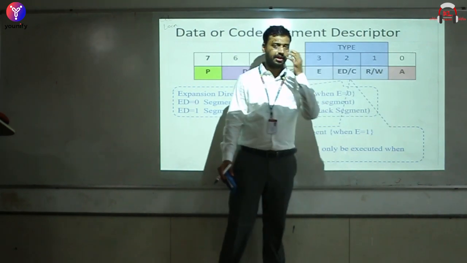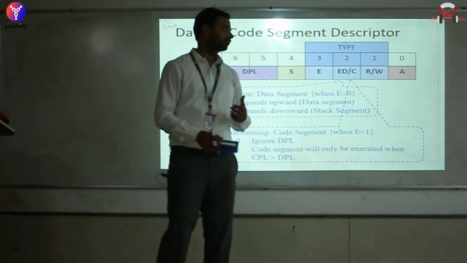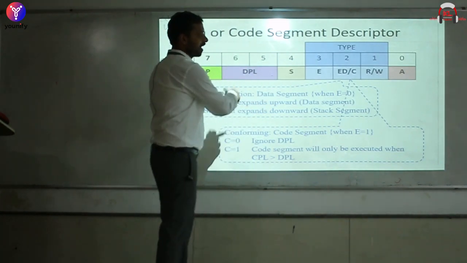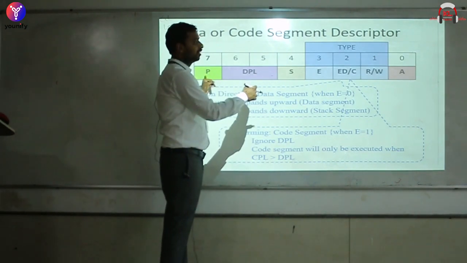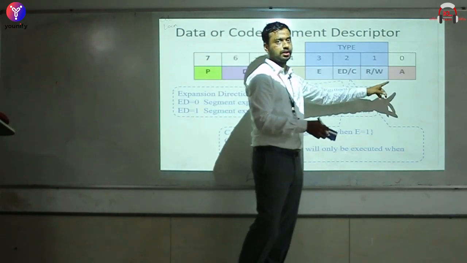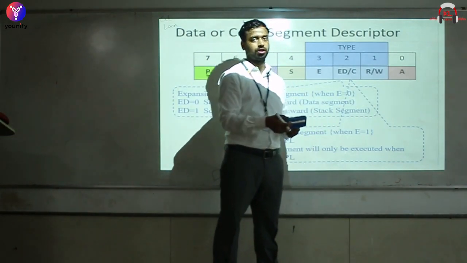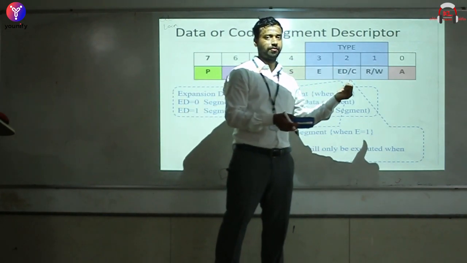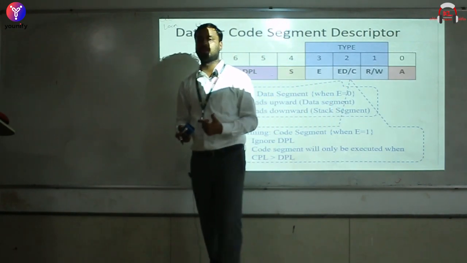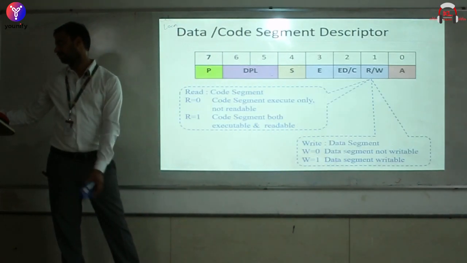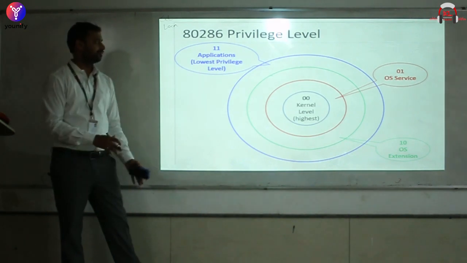And the last one is the access. P will tell whether the segment is there in the RAM or not. If the CPU is utilizing the same descriptor, A will be 1, whether it is being accessed or not. So if A stays 0, you can clearly swap it out. If A stays 1, you need to keep it in RAM for continuing the execution. So these are the privilege levels that we have.